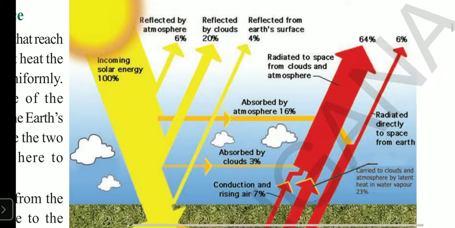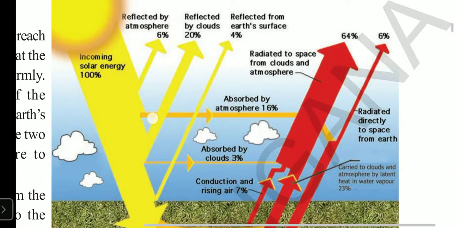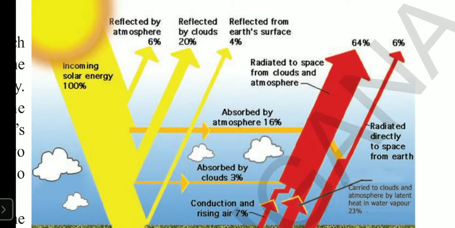So how much is reflected in this solar radiation? We see here that 6% is reflected by the atmosphere, understand? It means the atmosphere reflects 6%, and the clouds also reflect 20 percent of the solar energy. Then reflection from the Earth's surface is 4 percent. 4 percent of insolation is reflected by the Earth's surface, right?